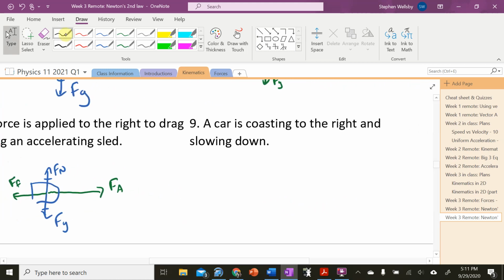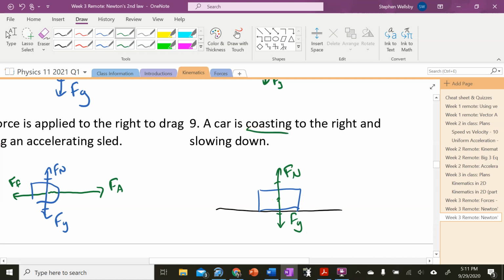And last but not least, we have this problem here. A car is coasting to the right and slowing down. So there's our car on the road. Again, this should be quite familiar by now. We've got normal force, gravitational force, and it's coasting to the right. Coasting means that we've turned off the engine. We're not applying any force to the right. So it's moving to the right, but the motor is not engaged.